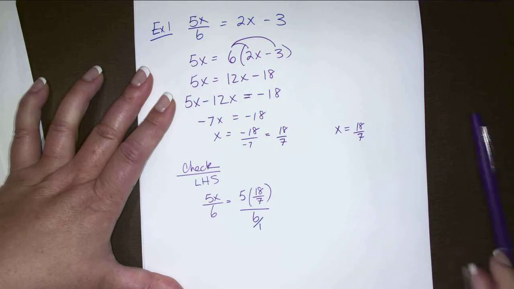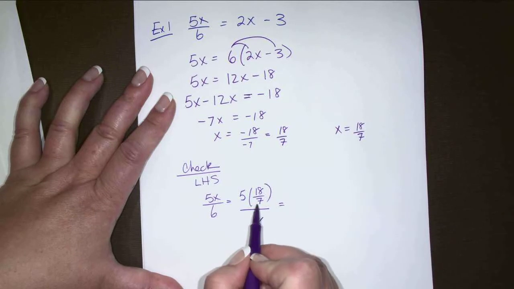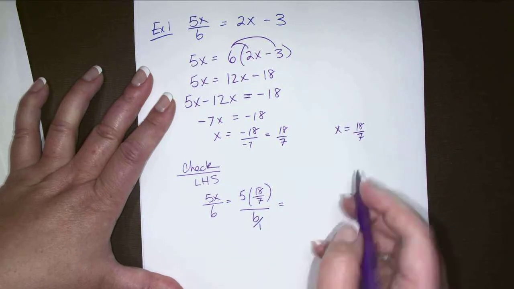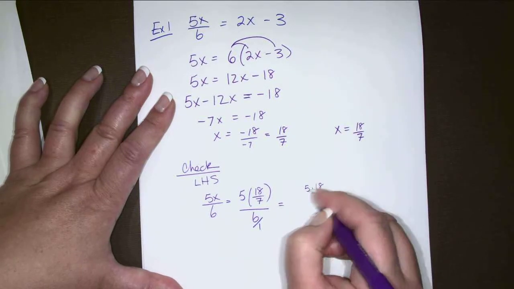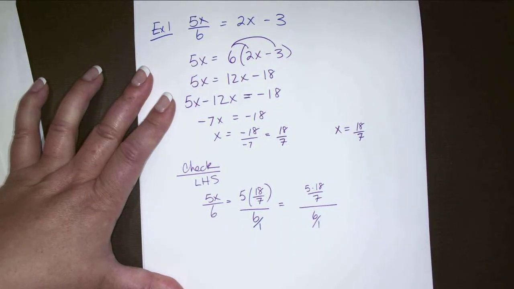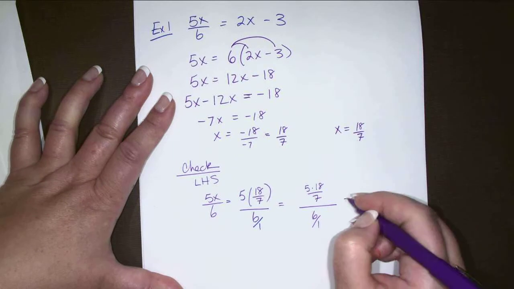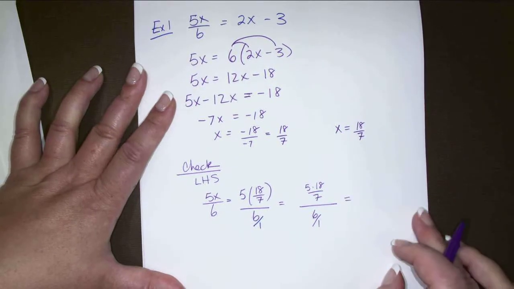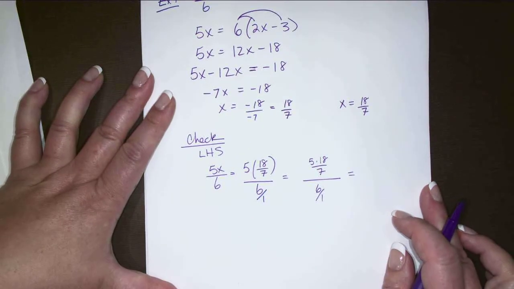Now, what do we need to do on top? First we say, does 5 cancel with anything on the bottom? And the answer is no. So we do need to do 5 times 18 over 7. And then we have that divided by 6 over 1. It's useful to make sure both are written as a fraction. 5 times 18. How might you do that without writing it out the long way?